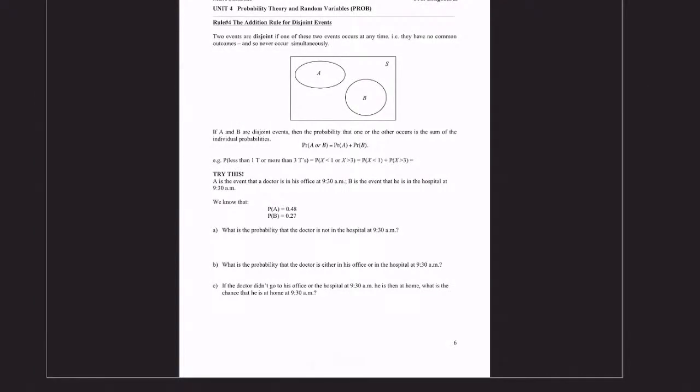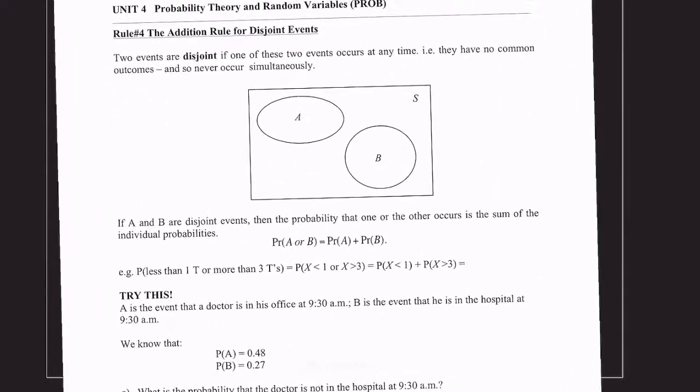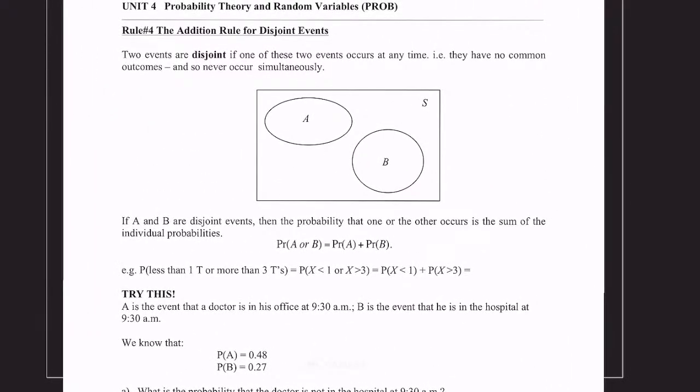Rule number 4, we're already on rule number 4. Two events are disjoint if only one of the events can occur at any time. They have no common outcome and so never occur simultaneously. In other words, they never overlap.